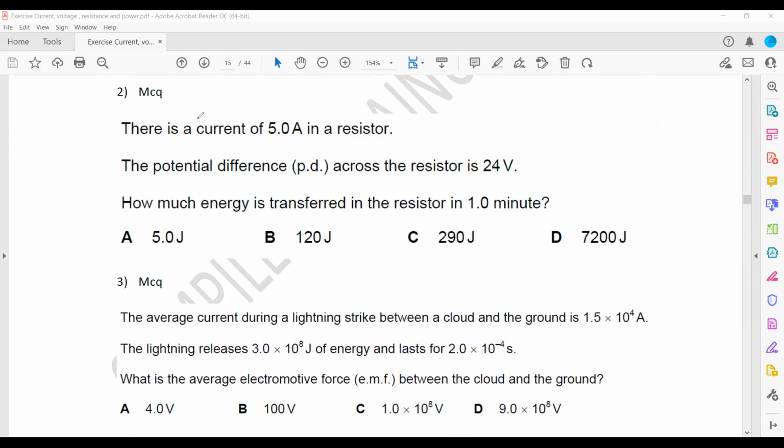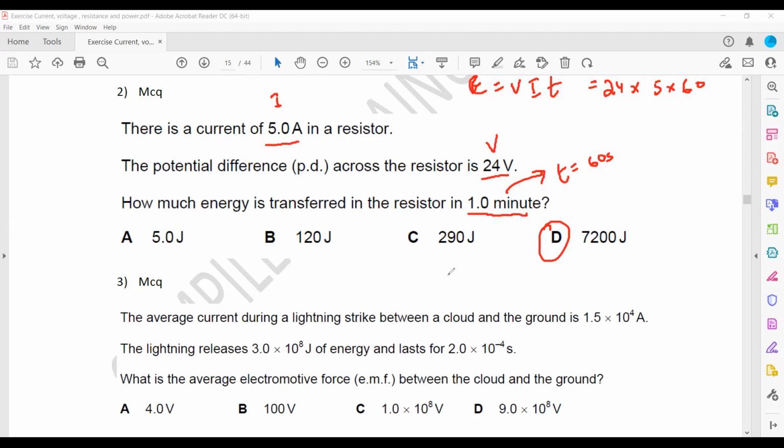Then there is a current of 5 ampere, so we know the current, and the potential across the resistor is 24 volts. How much energy is transferred in 1 minute? Time should always be in seconds, so it's 60 seconds. What is the formula for energy transferred? It is power multiplied by time, or we can also say voltage multiplied by current multiplied by time. So the voltage is 24, the current is 5, and the time is 60. So 24 multiplied by 5 multiplied by 60 gives us 7,200 joules. So the energy consumed is 7,200 joules.